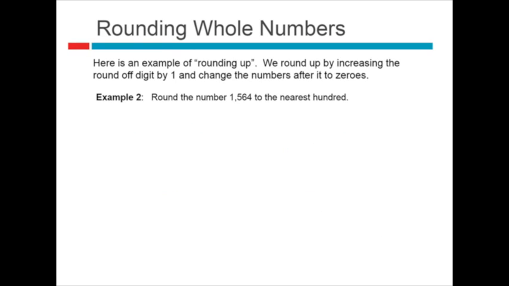All right, now we'll do an example of rounding up. So we round up by increasing the round-off digit by 1, and then again changing the numbers after it to zeros.